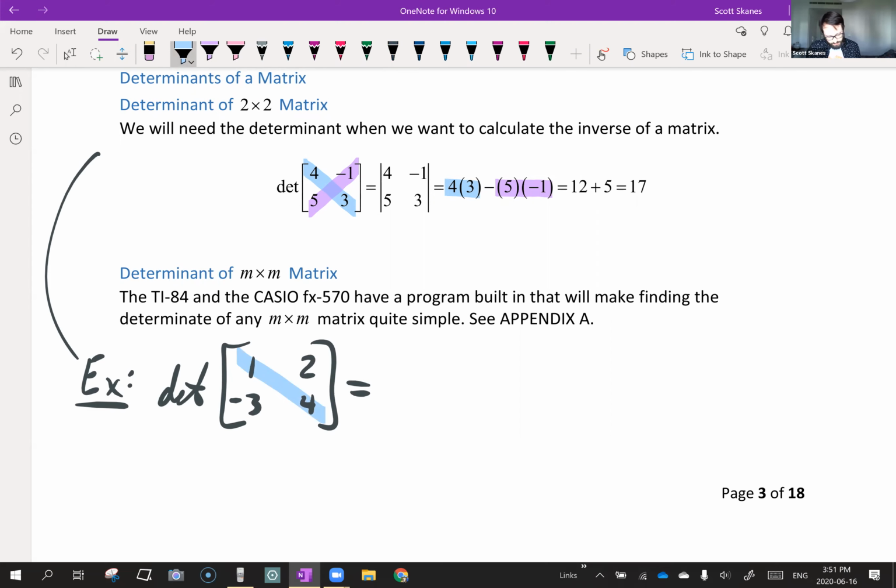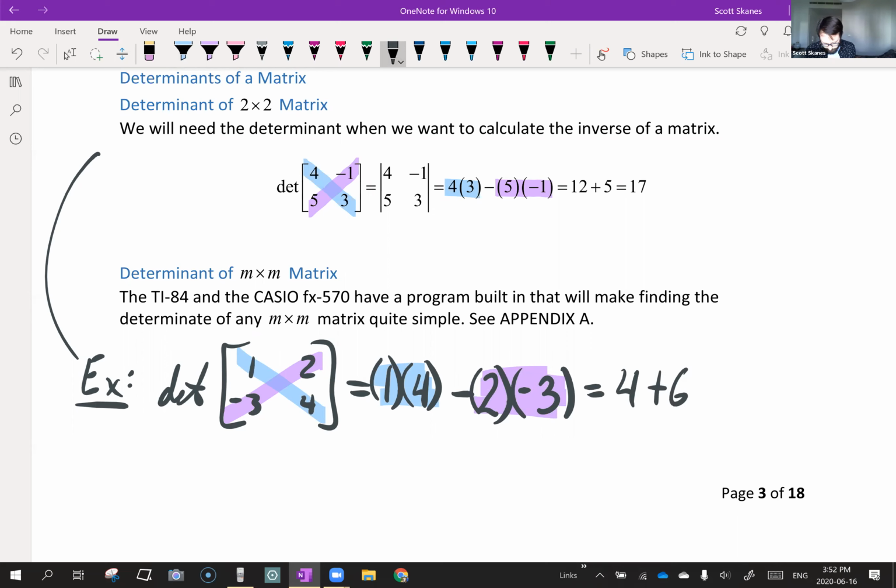Determinant, take 1 times 4. 1 times 4, and you subtract. I like to think of it as work from the top. So 1 times 4 and 2 times negative 3. You can use brackets if you want. Some students prefer that, so I'll put them in. 1 times 4, 2 times negative 3. What does that give me? Well, it gives me 4 plus 6, which is 10. So I'm seeing you guys say it in the chat. Easy peasy lemon squeezy. Not too bad.